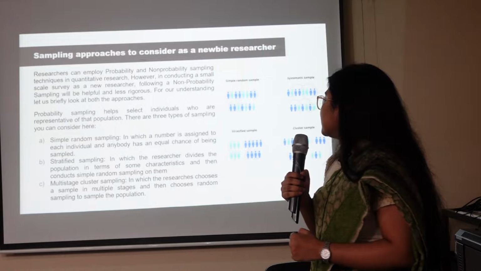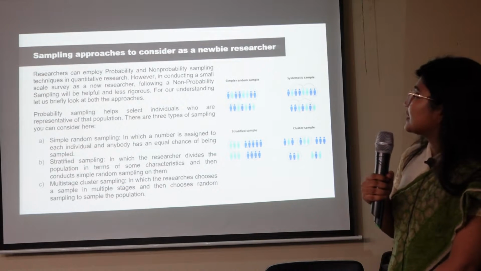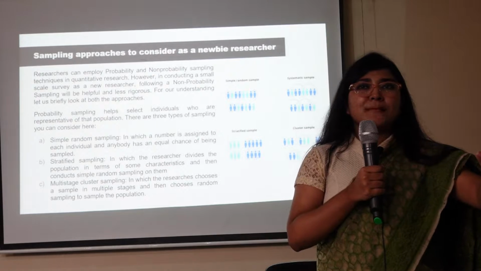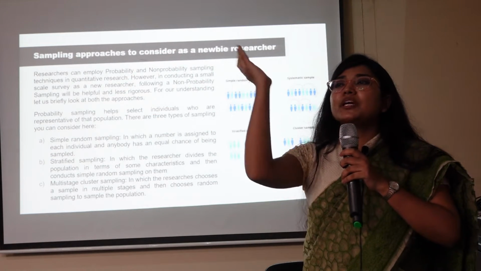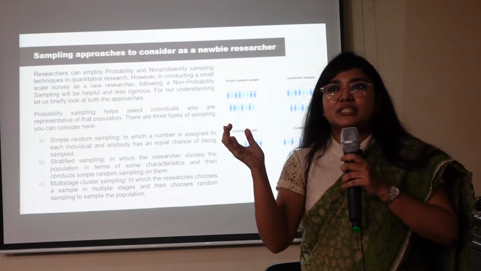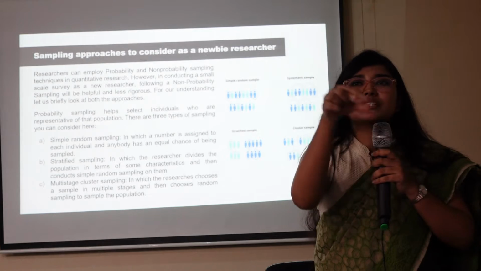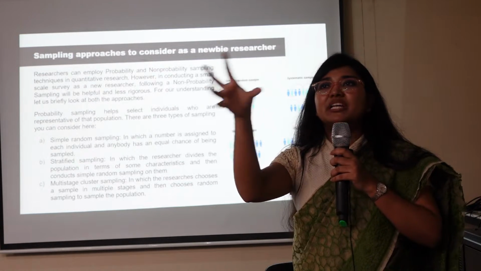Stratified sampling, in which the researcher divides the population in terms of some characteristics and then conducts simple random sampling. For example, this group has good handwriting. This group has good speaking skill. That group has probably good reading abilities. So in terms of your characteristics, I have divided you, and then I conduct simple random sampling by assigning some numbers and then picking you up from each group.